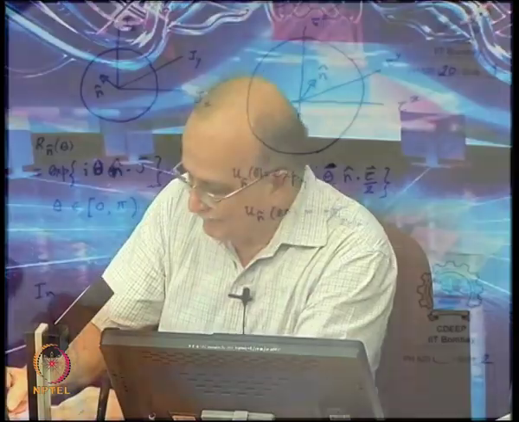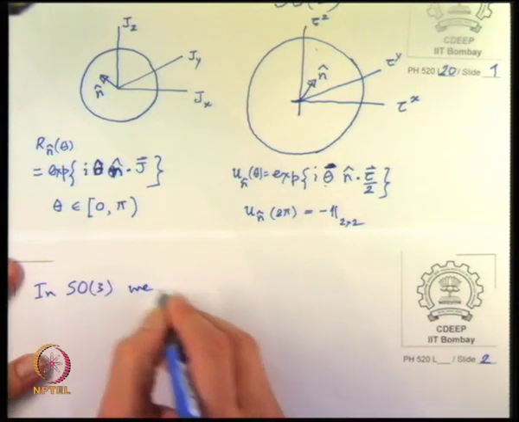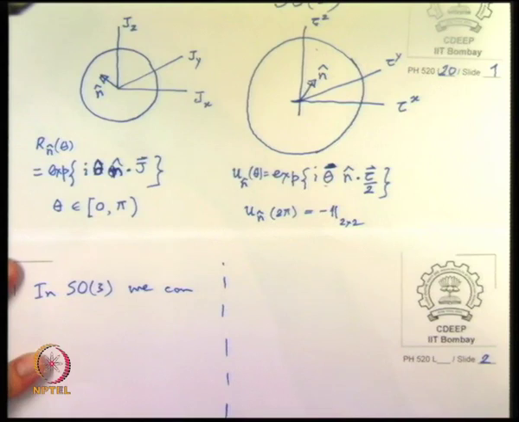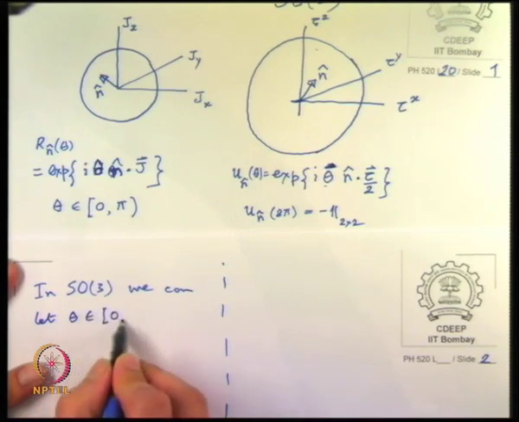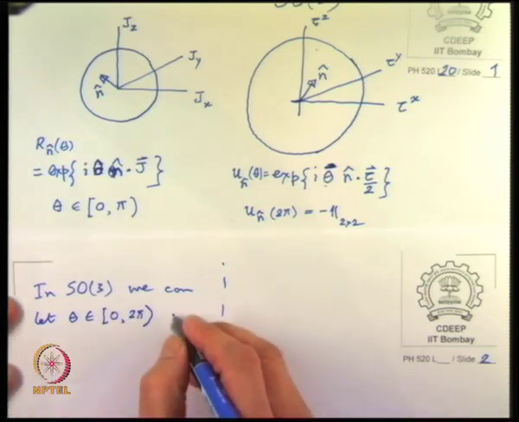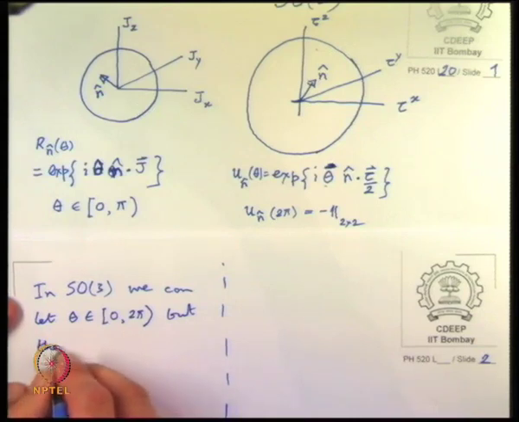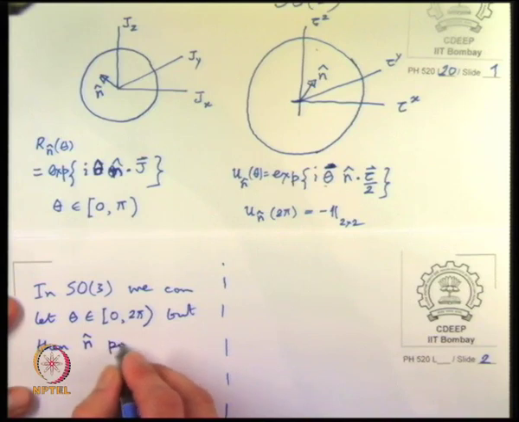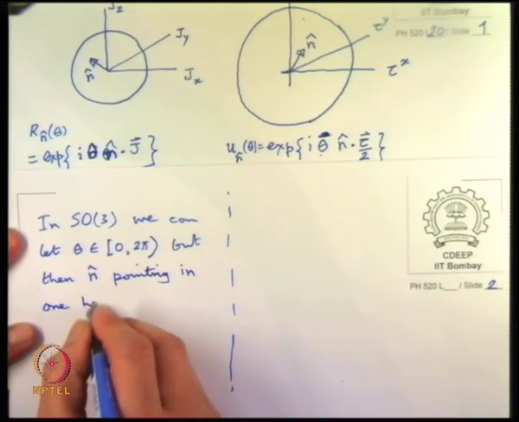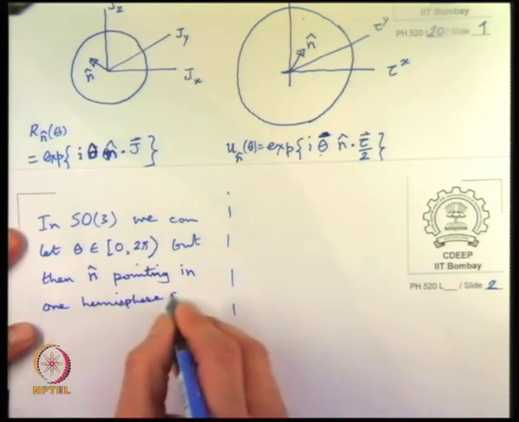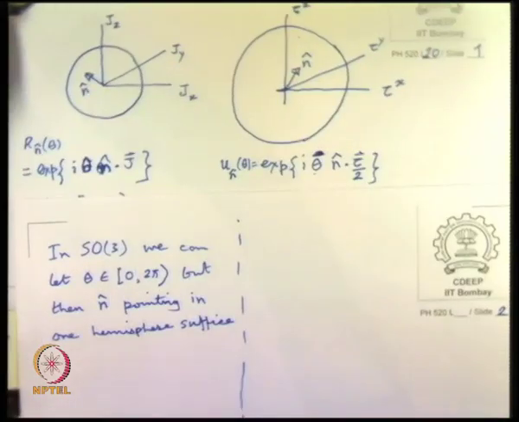So, now we are coming to the topology part of it, which is that in SO3, at theta equal to pi, I will just leave this side for SU2 statements, we can let theta go from 0 to 2 pi, but then n cap pointing in only half of the hemisphere are required in one hemisphere. Suffice, right? This is an important statement.